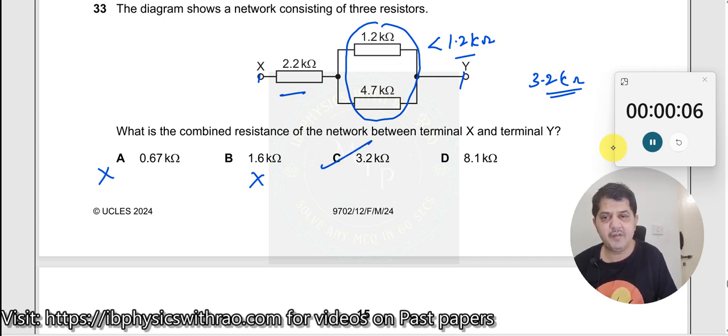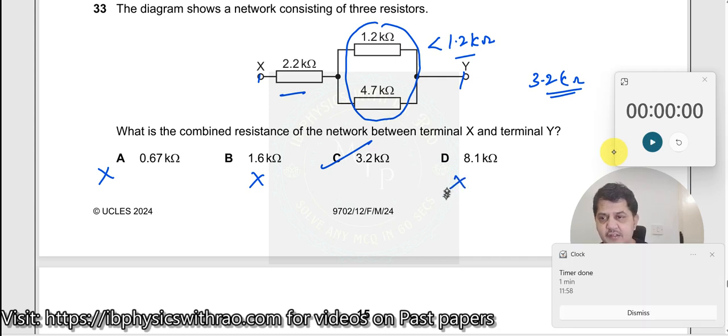8.1, it cannot be 8.1 because if it has to be 8.1, this should be larger than 1.2, which is not possible. So therefore, this is also incorrect. So the correct answer is C.